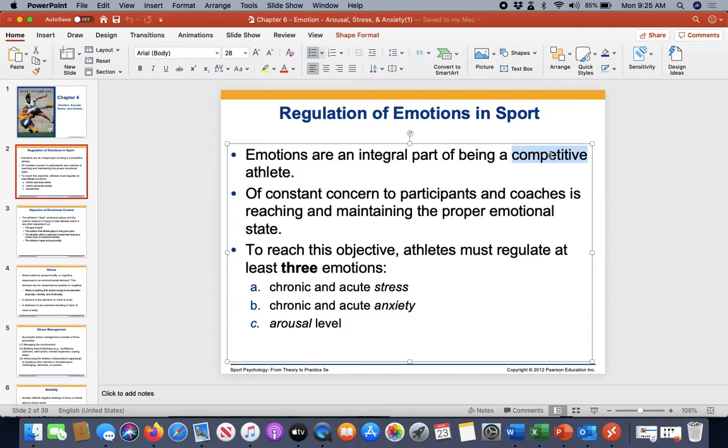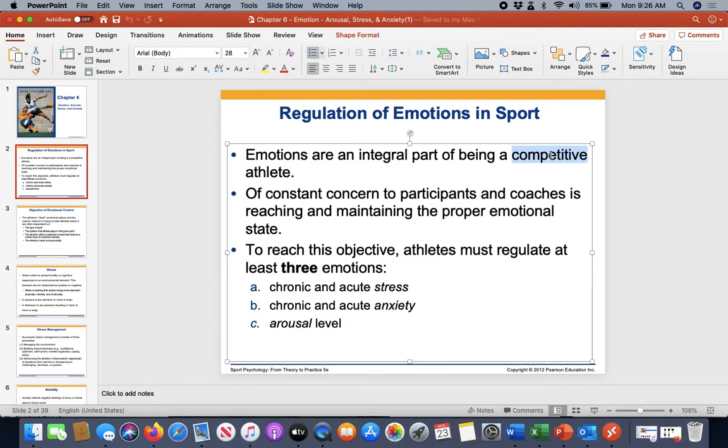Part of the issue, though, is that each coach, exercise trainer, strength coach, whatever, has to keep emotions in check. And it's always a concern. We always want the proper amount of emotion built, because you don't want to be underutilizing emotion. You don't want to be overutilizing emotion. You want to have that fine line.